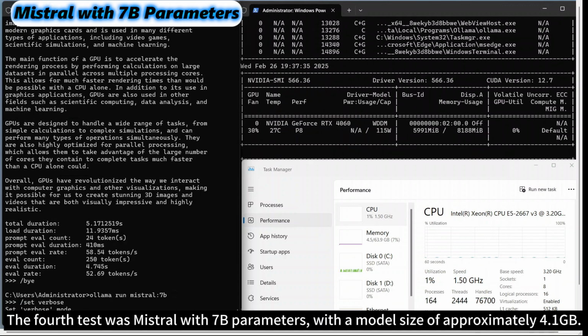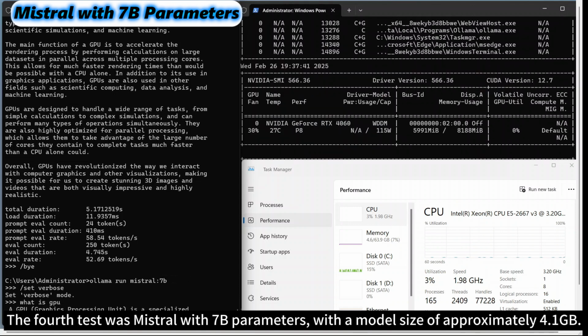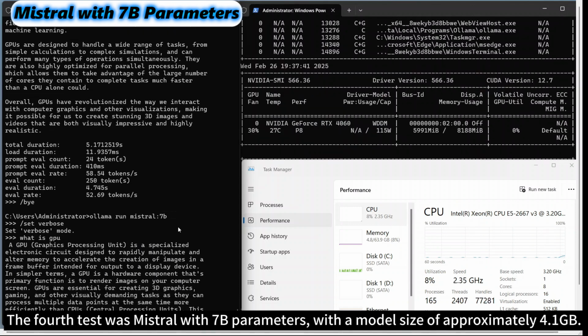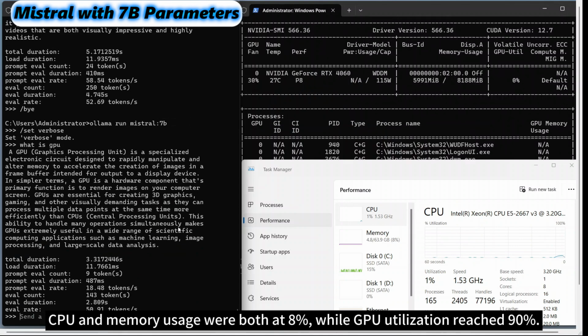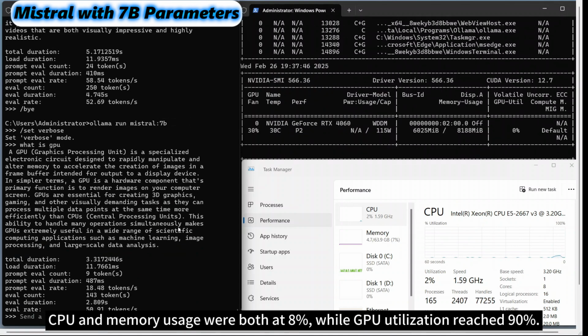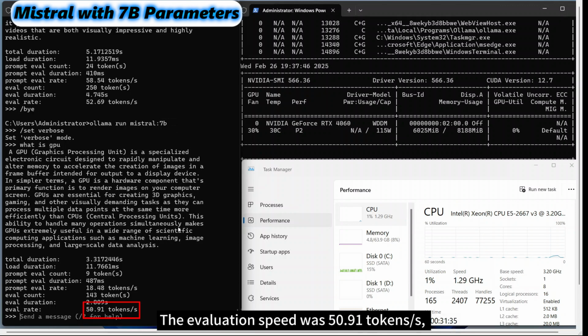The fourth test was Mistral with 7 billion parameters, with a model size of approximately 4.1 gigabytes. CPU and memory usage were both at 8%, while GPU utilization reached 90%. The evaluation speed was 50.91 tokens per second, demonstrating stable and efficient performance.